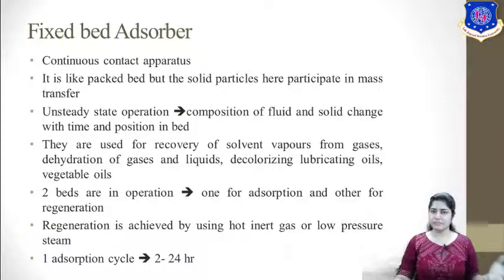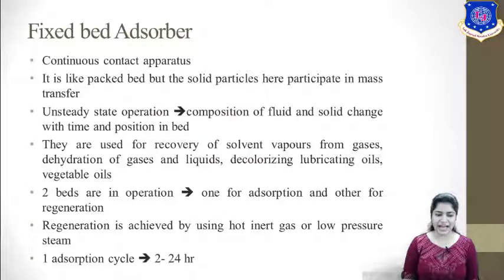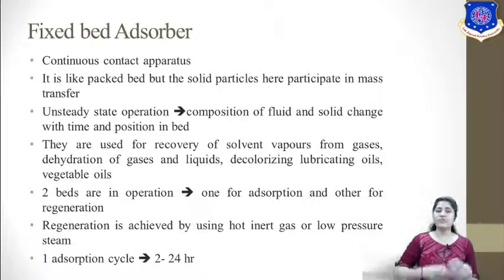Fixed bed adsorbers are generally used for recovery of solvent vapors from gases, to carry out the dehydration of gas and liquid, and for decolorization of lubricating oils and vegetable oils, right? Now, in general, how the operation is done: you take two beds at a time. One is doing the adsorption process and the second carries out the regeneration of the adsorbent. So how is regeneration achieved here?